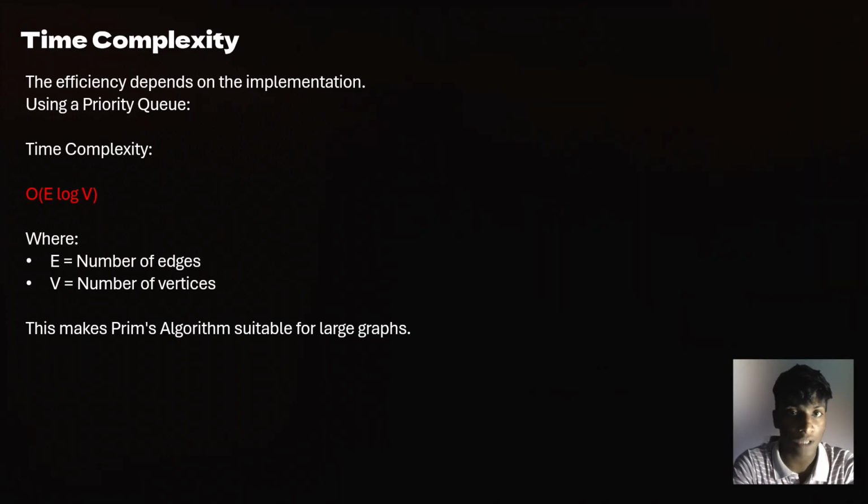Now let's talk about the time complexity of Prim's algorithm. The efficiency of Prim's algorithm depends on how it is implemented. When we use a priority queue implementation, the time complexity is O(E log V). Here, E represents the number of edges in the graph and V represents the number of vertices in the graph. This means the algorithm becomes efficient even for large graphs. So it can handle graphs with many nodes and edges efficiently. So in summary, Prim's algorithm with a priority queue is efficient and suitable for large-scale graphs.